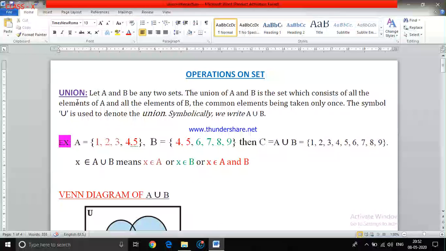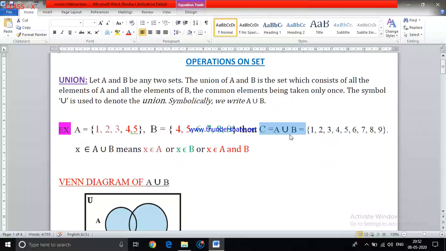Now let's say A has the elements 1, 2, 3, 4, 5. These are the elements of A. And B has the elements 4, 5, 6, 7, 8, 9. These are the elements of B. Now if I want to find A union B, here I have written the set C, or maybe you can call it A union B. So how does it look like? What elements will the set have?